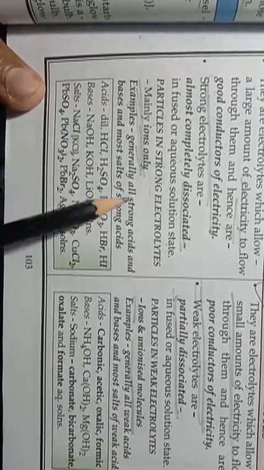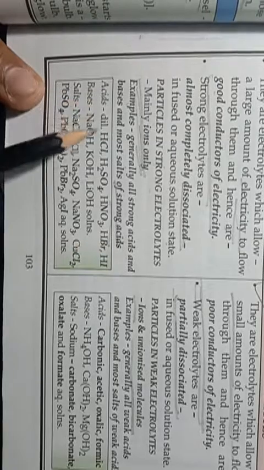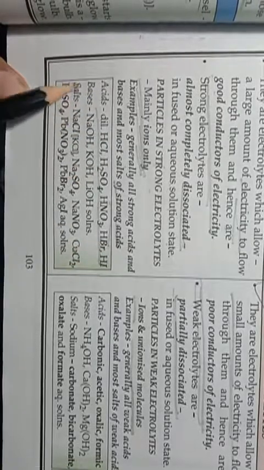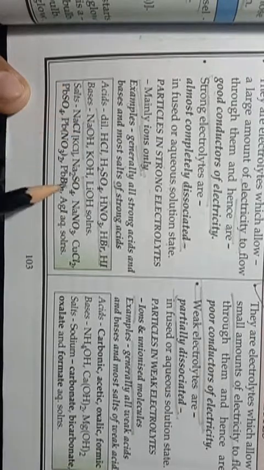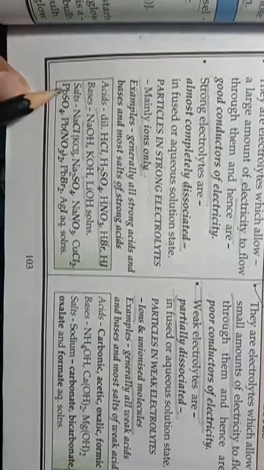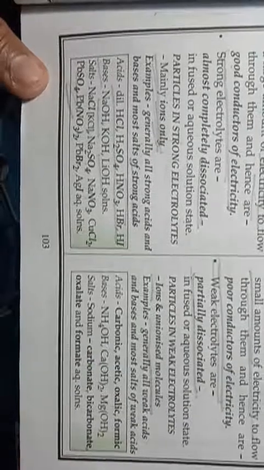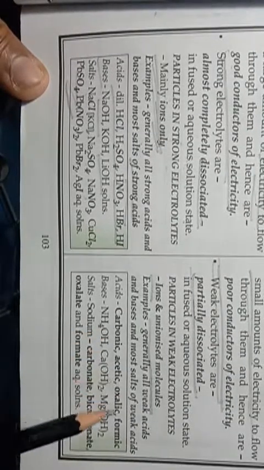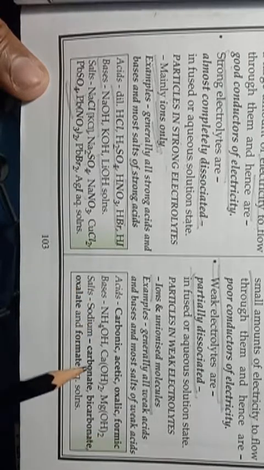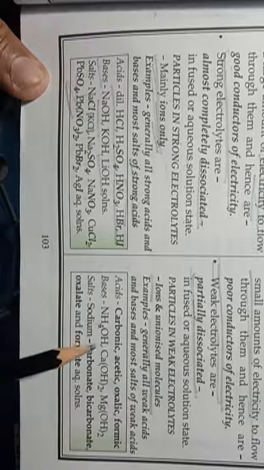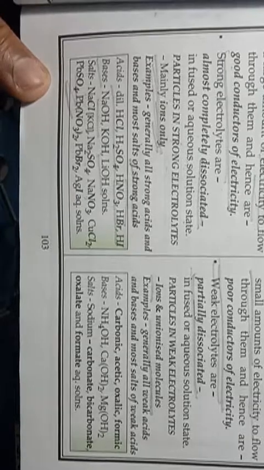Examples: generally all strong acids and bases and most salts of strong acids, like all dilute acids, mineral bases like sodium hydroxide, KOH, LiOH, etc. Salts: NaCl, sodium sulfate, sodium nitrate, lead sulfate. These are all strong electrolytes. And weak electrolytes are like carbonic acid, acetic acid, oxalic acid, formic acid; bases like ammonium hydroxide; salts like sodium carbonate, bicarbonate, etc. So these are the examples of weak electrolytes. Okay students, this much in this lecture.